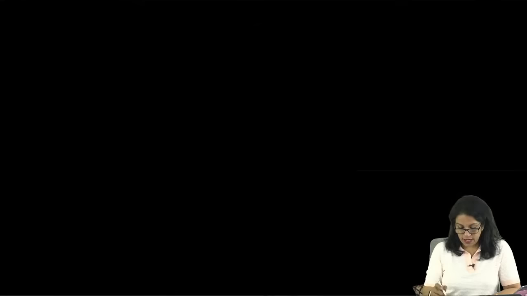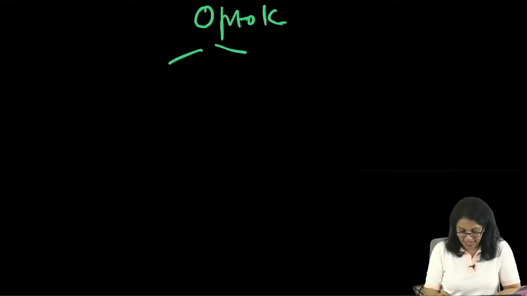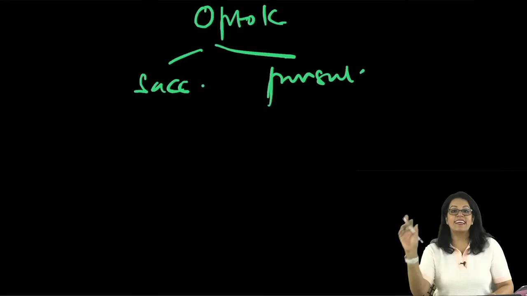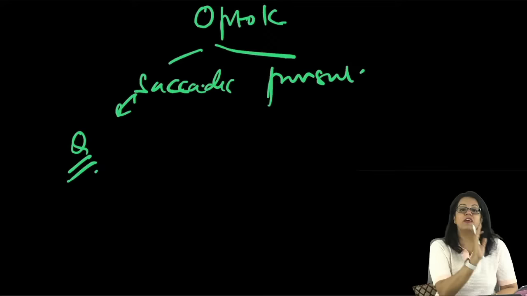optokinetic nystagmus? This is saccadic and pursuit movements. Don't forget this. Pursuit movement matlab slow following movement. Saccadic is reflex. So this has been asked in the exam. Saccadic movements are fast movements to refix the object on the fovea. Pursuits are slow following movements.